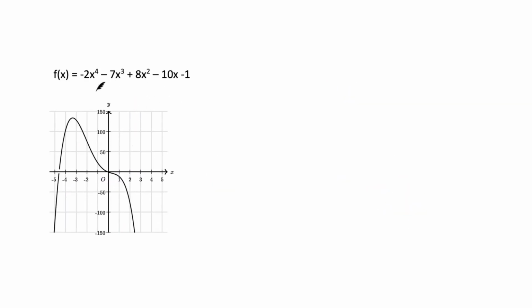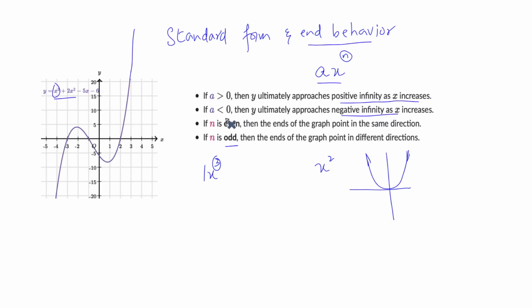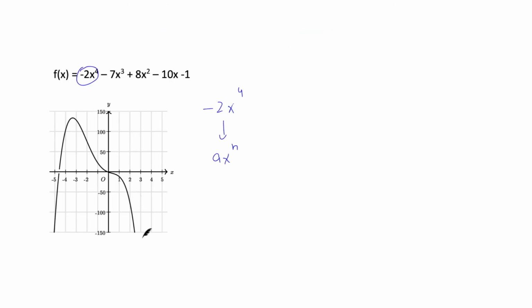Let's evaluate this graph. So we have our function, that is minus 2x raised to power 4 minus 7x cubed plus 8x squared minus 10x minus 1. The graph of this function is also drawn. First of all, you need to look at the highest power term, which in this scenario is minus 2x raised to power 4. So you know a is negative. This is basically ax raised to power n. A is minus 2. So when a is negative, what happens? Remember this rule? When a is negative, y ultimately approaches negative infinity as x increases. Look at this. So y will ultimately approach negative infinity as x increases.